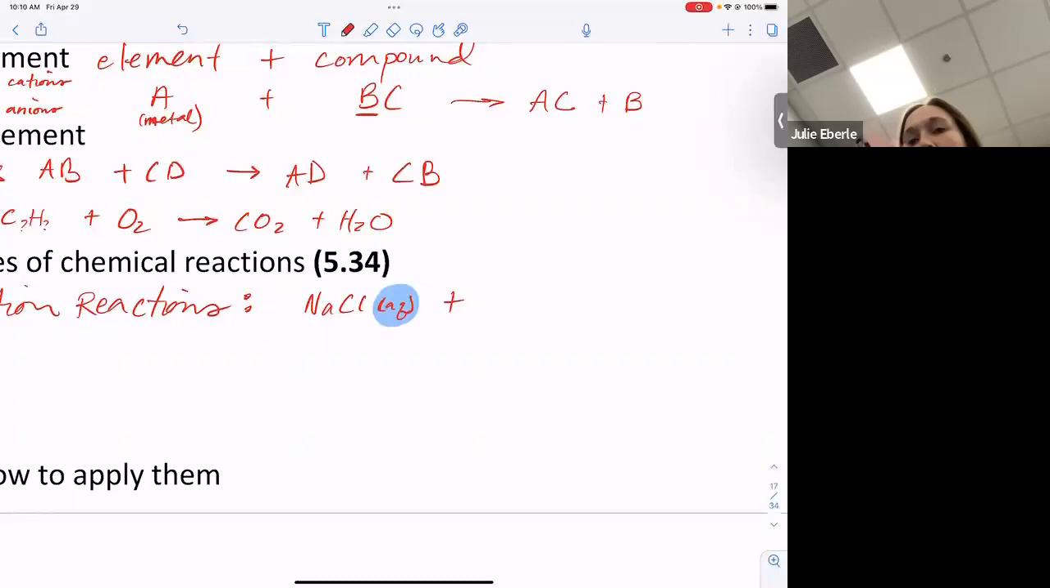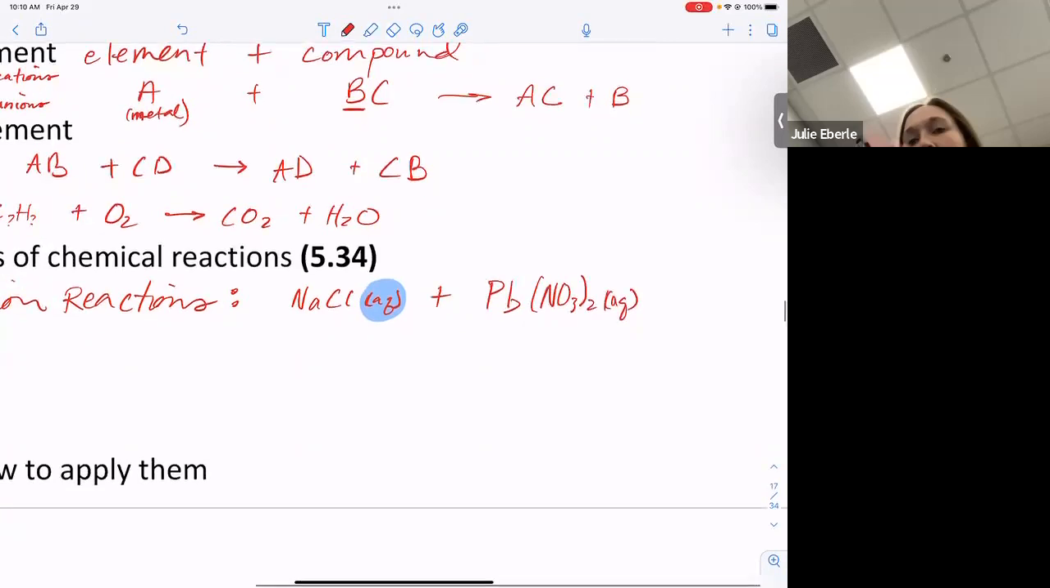We could do, it's going to be, oh, when chlorine is with lead, it makes a solid, so we'd say like lead nitrate. Lead 2 nitrate, so Pb(NO3)2. Okay.